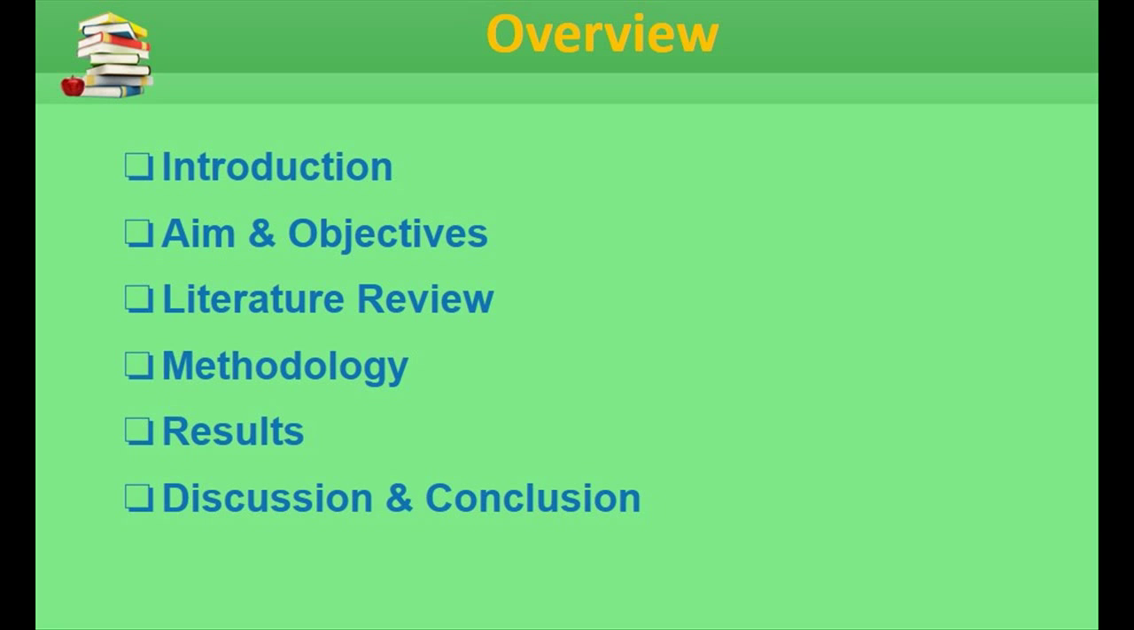This is the overview of the presentation. First, I'm going to give a short introduction about our project. Then our aim and objectives. After that, in the literature review, I'm going to talk about what similar works have been done by other people. In the methodology section, I'm going to explain how the project was done by us. Then in the results part, I'll talk about the output that we got, and finally, conclude the presentation with the discussion and conclusion section.